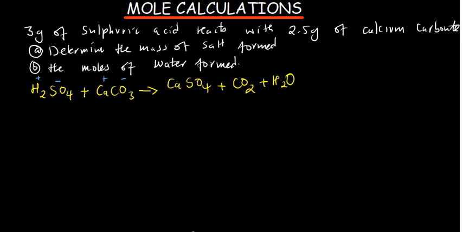Now, is this reaction balanced? We need to check. We have got 4 oxygens here plus these 3, we've got 7. And then we've got 4 plus 2 plus 1, that's also 7. And if you check the hydrogens on the reactants, there are only 2. The hydrogens here, they are also 2. Sulfur only 1, sulfur only 1. Calcium 1, calcium 1. Carbon 1, carbon 1. So everything else is balanced. So it is just balanced in this state.